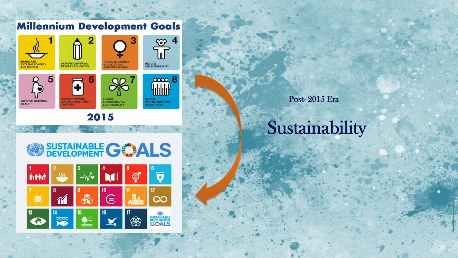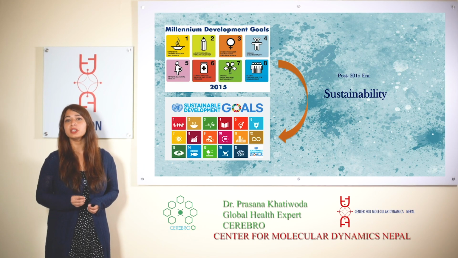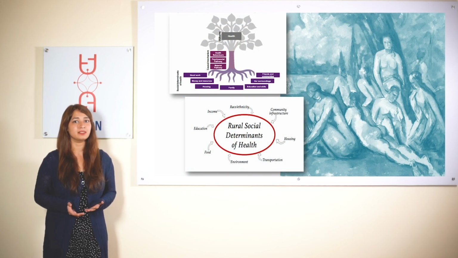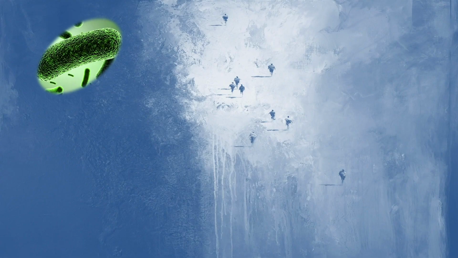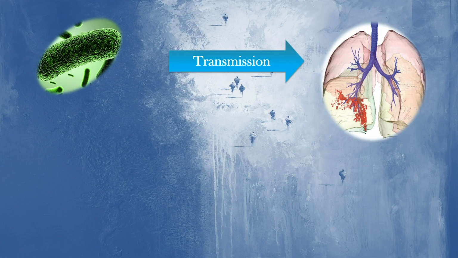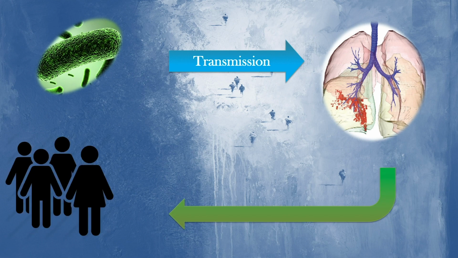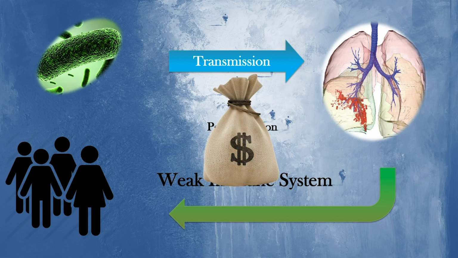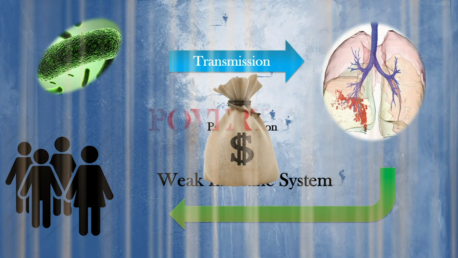As we step into the era of Sustainable Development Goals post-2015, sustainability takes center stage. Now, sustainability comes from truly understanding the root cause of ill health. For example, TB. We used to think of TB simply as an infectious disease of the lungs. However, TB is transmitted through air, which means anyone can be infected. But people who contract TB usually have poor nutrition, and people who often have poor nutrition are poor. So the root cause of TB is poverty.